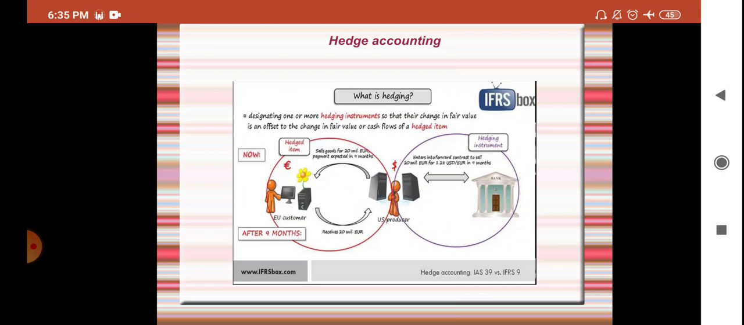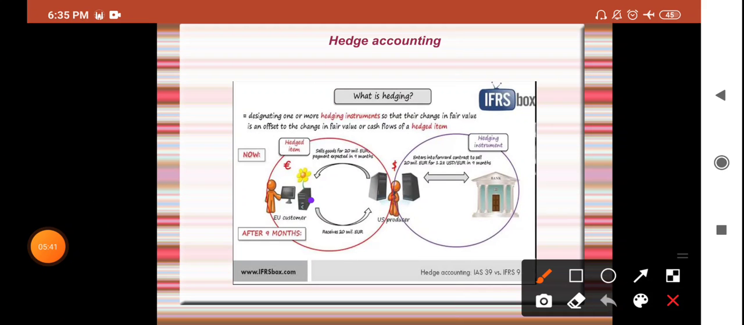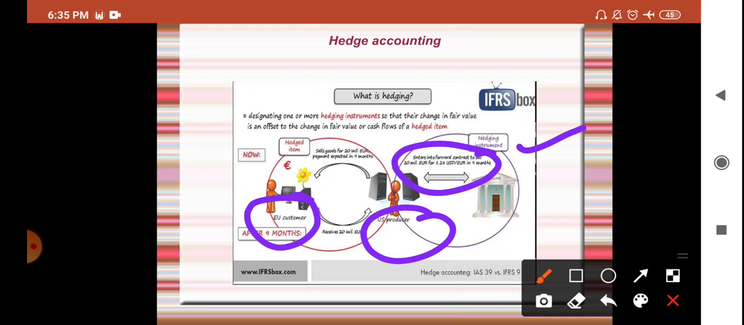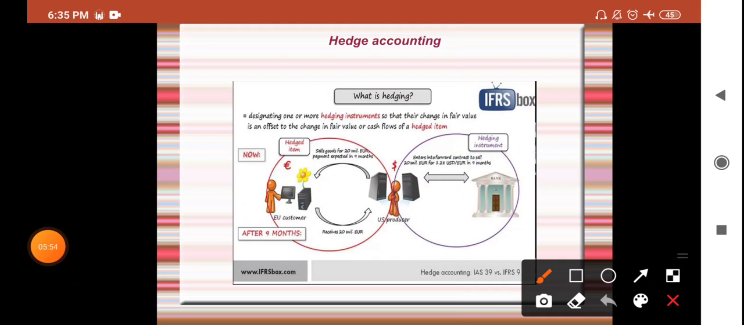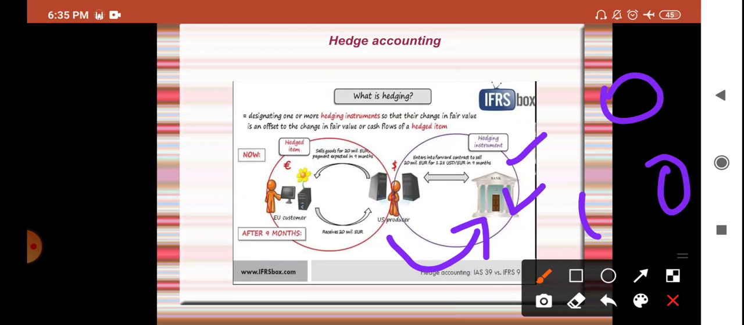So here the hedge item is the products of the US producer, and the hedging instrument is this forward contract between the US producer and the bank. Now let's look into the definition. Designating one or more hedging instruments. Here it can be one or more than one. A US producer can enter the contract with one bank or two banks.